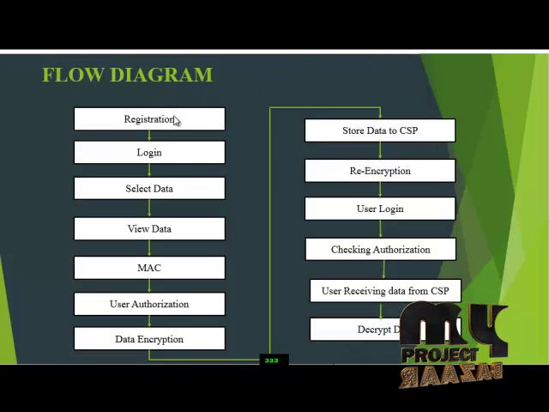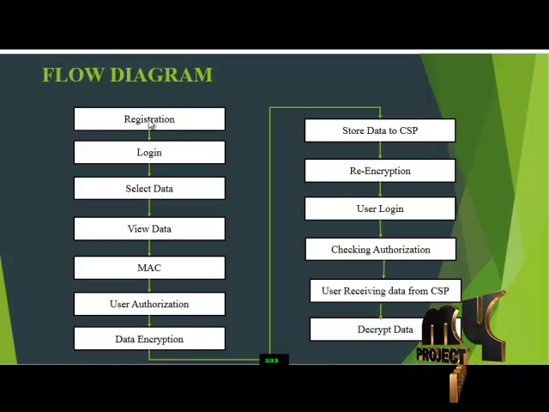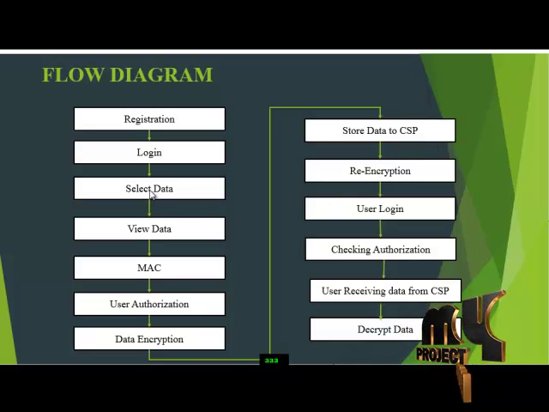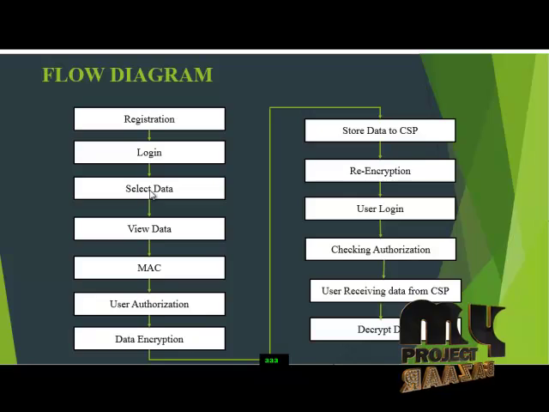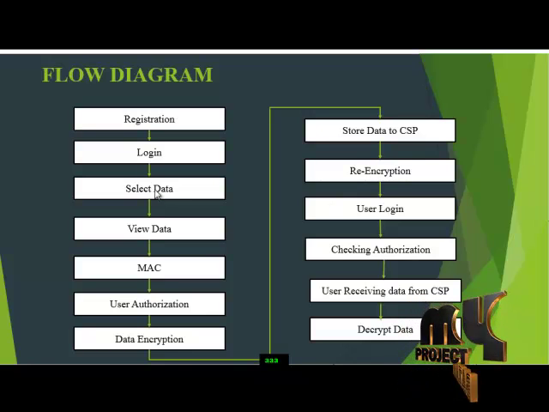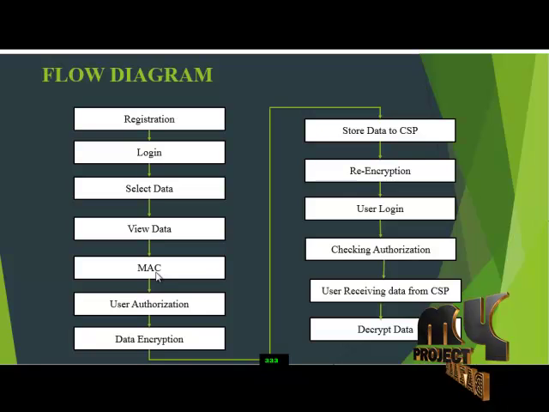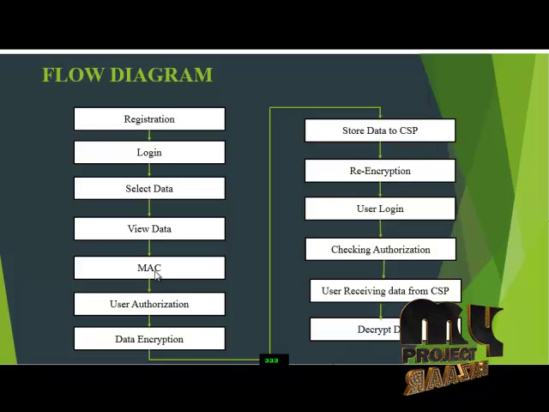Next we are going to discuss our flow diagram. First of all, the registration form is performed. The user will become registered, after that the login. The next process is select data. Here the content owner selects data. The data can be a PDF or any file that can be converted into a text file. After that we can view the data. The next process is the MAC. MAC is nothing but a message authentication code for the file.